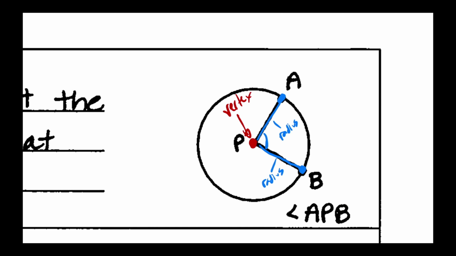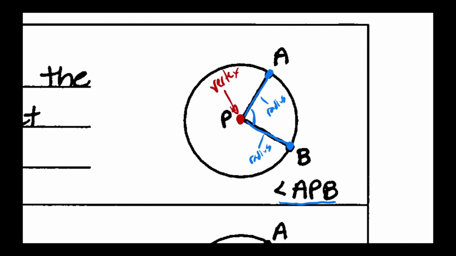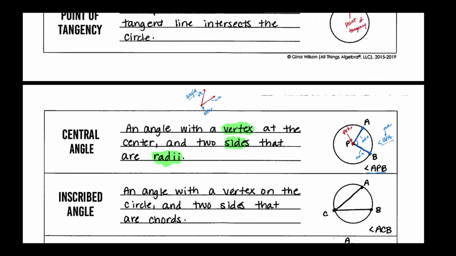So this angle right here is angle APB, or you can say angle BPA, either one. But that P has to be in the middle, because when you're writing angles, that middle letter is always the point that's the vertex. So that's a central angle. A central angle is an angle that's inside the circle, but the vertex is the center. I'll give you a second to copy that, and then I'll tell you what the second kind of angle is.